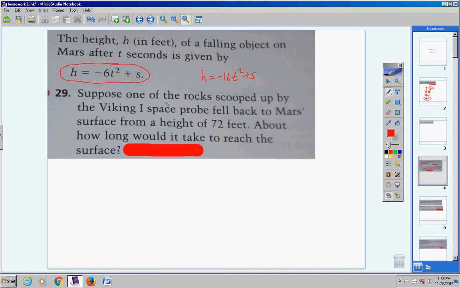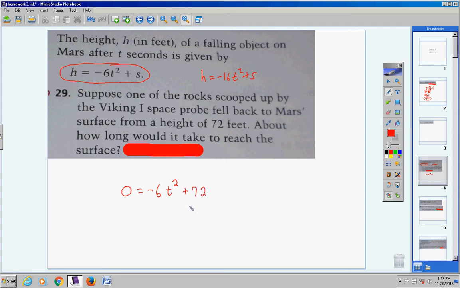So here we go. We're on the planet Mars, so we're going to use this formula here. One of the rocks scooped up by the Viking 1 space probe fell back to Mars' surface from a height of 72 feet. How long would it take the rock to hit the ground or reach the surface? My ending height, H, would be 0, because at the end of the problem, the object is laying on the ground. We're looking for time, so I'm going to leave t alone. S is your starting height. Well, it started from a height of 72 feet.